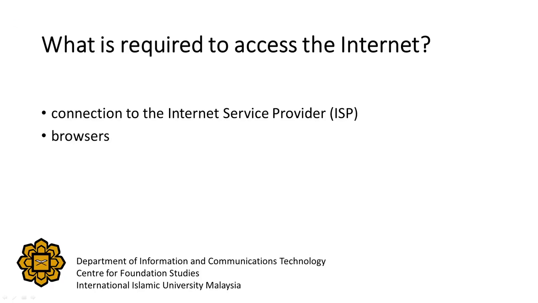Alright, so now we continue with this slide. What is required to access the internet? There are two elements. The first one is the connection to the provider, and the second one is the browser.